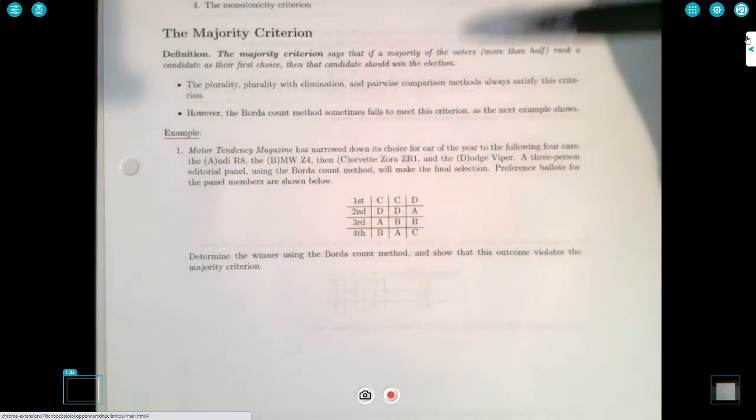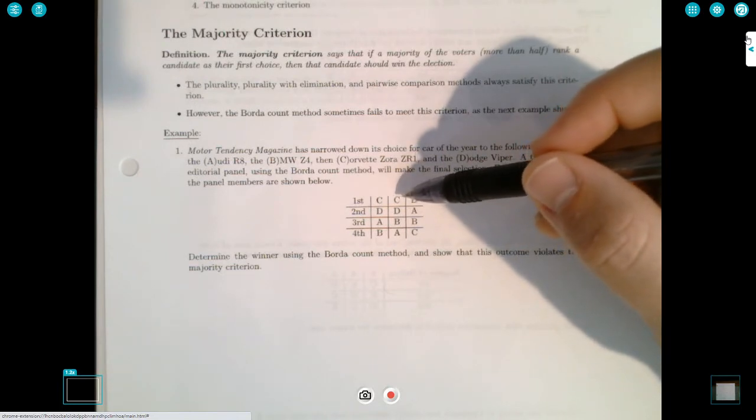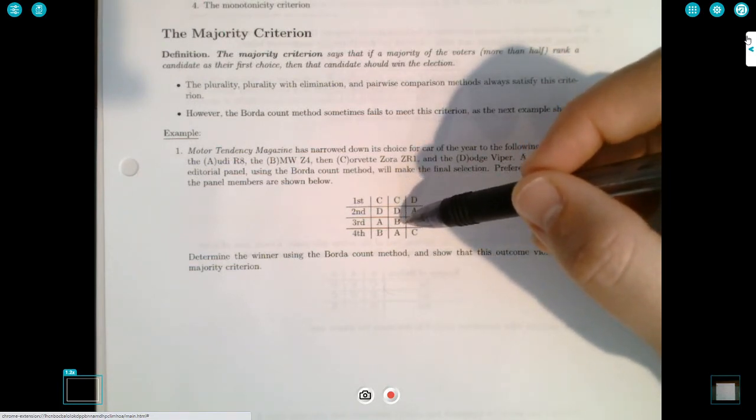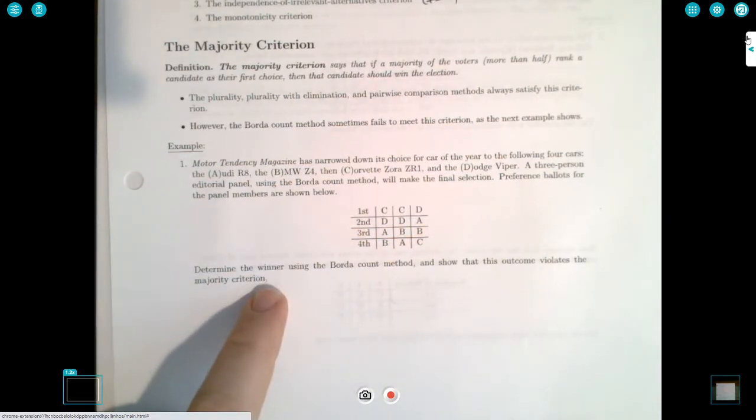So the first person on the selection panel rated the Corvette first, the Dodge Viper second, the Audi third, and the BMW fourth. The next person rated the Corvette first, the Dodge second, the BMW third, and the Audi fourth. And then the third person did the Dodge first, the Audi. Okay, so you get the idea. So let's determine the winner. Now, first of all, we should say that the Corvette won the majority. The Corvette won 2 out of 3, right? So that's 66.6%, right? So the Corvette is the clear winner.